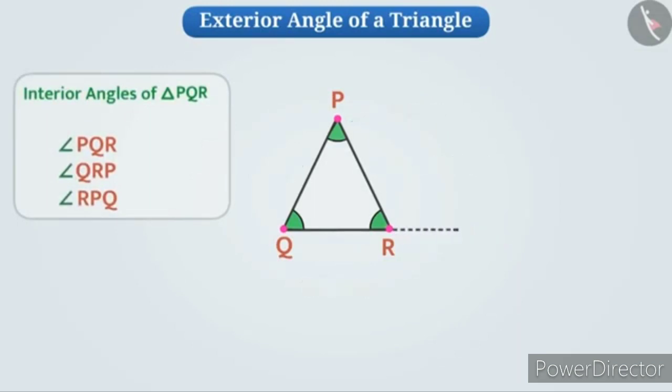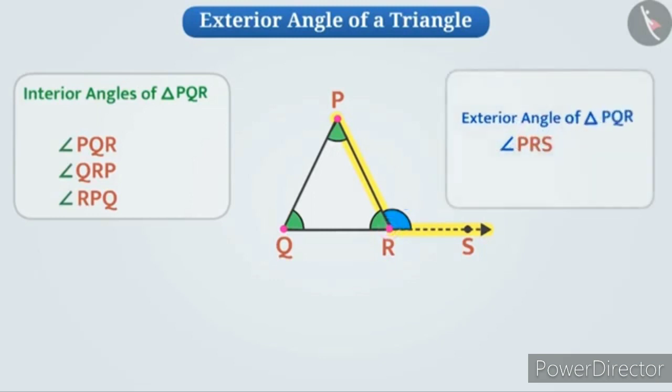When we extend one side of the triangle, like here, side QR is extended to S, then we get an angle. Can you tell me, what can we call this angle? Think for a while. Let me tell you. Since it is an angle located in the exterior of the triangle, we will call it the exterior angle of the triangle. Here, we have extended the side QR through point S. This gives us angle PRS, which is an exterior angle of the triangle PQR. Angle PRS is an exterior angle formed at vertex R of triangle PQR.